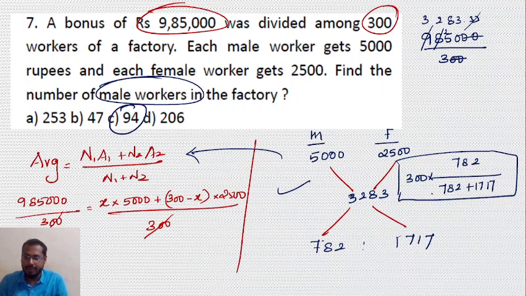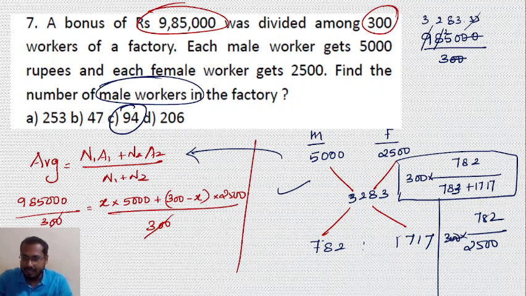Actually, wait a minute. 782 and 1,717 was easy. Yeah, it was 2,500, 2,500, 782 and 300. So now look at this, very easy, right? Cancel this. Okay, and 25, it was 372. Now you need to solve it. You will get the answer 94. So this is the way of solving this problem.